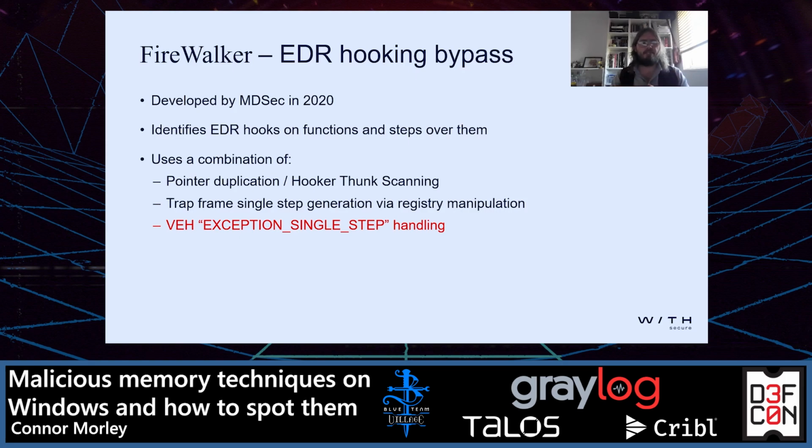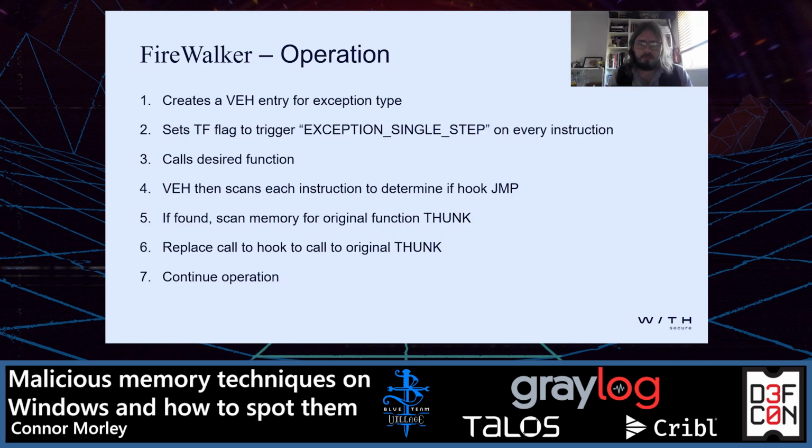The second part about trap frame single step, effectively they manipulate one of the registers to trigger a single step exception, which is what triggers their malicious VEH into working, which is the bottom example of VEH exception single step handling, and that's where we're going to look. So the operation is it creates a VEH entry for the exception type single step, sets the TF flag in the register in order to make the single step exception be caused on each individual execution that's done. It then calls the desired function, knowing the single step exception is going to fire.